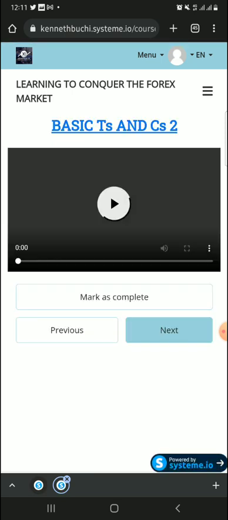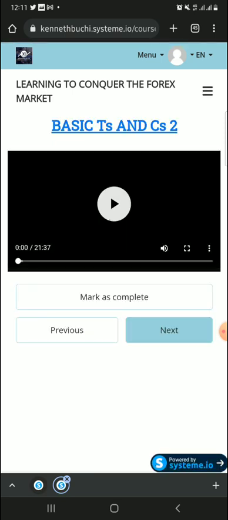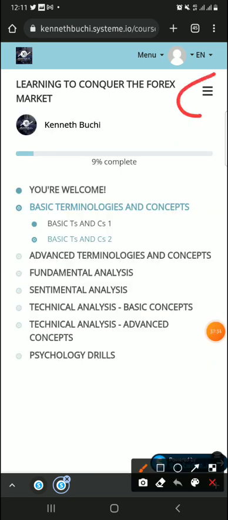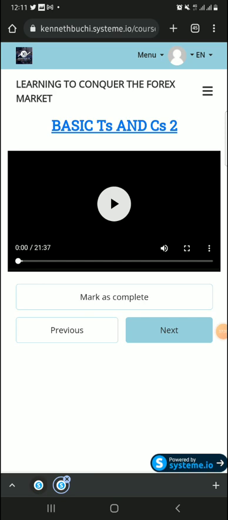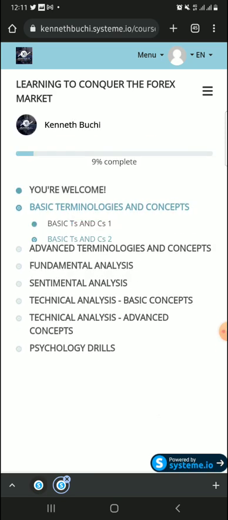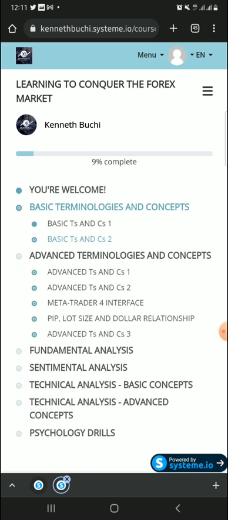When you are done, now let's click on this menu button. This is where I clicked. So you see every single thing you're going to be getting. So let's look at this. You're welcome, the intro video. Basic terminologies and concepts 1 and 2. Advanced terminologies and concepts 1, 2. MetaTrader 4 interface. You learn all these videos. They are very simplified and very valuable, and they have so much value within them.